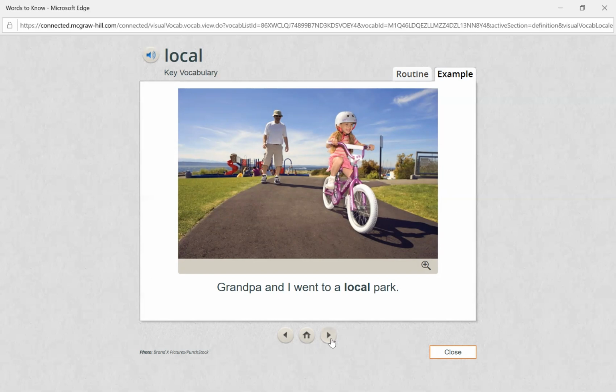So you think about something that's local to you. Maybe it's a corner store, or maybe it's the school, a park. And as you're thinking about that, let's go to the next word.